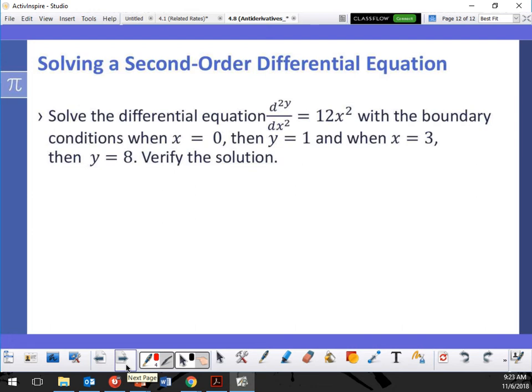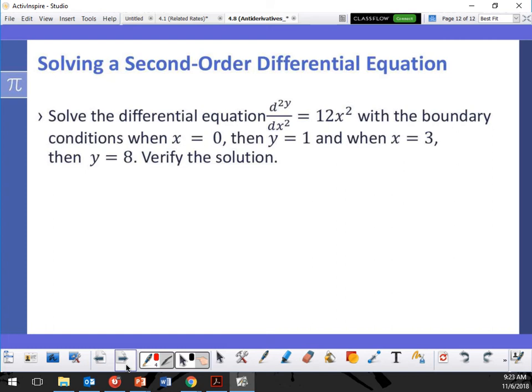All right, solve the differential equation with the boundary conditions: when x equals 0, y equals 1, and when x equals 3, y equals 8. So we're going to go through and set it up. I think this one has a typo on it, because I think it's supposed to be my first condition and second condition, so I've got to double check this. Anyway, let's go through and actually do what I'm supposed to do.